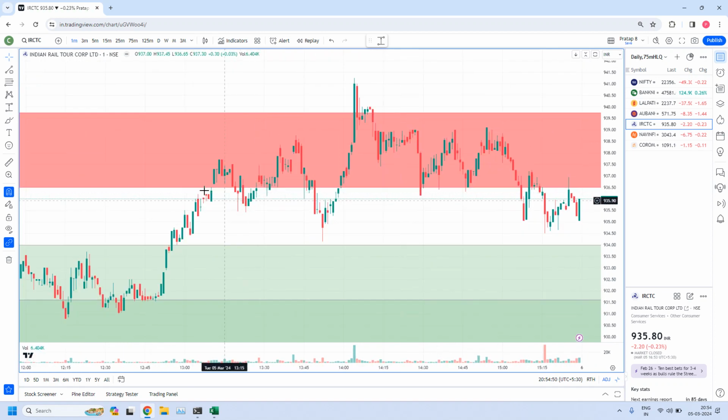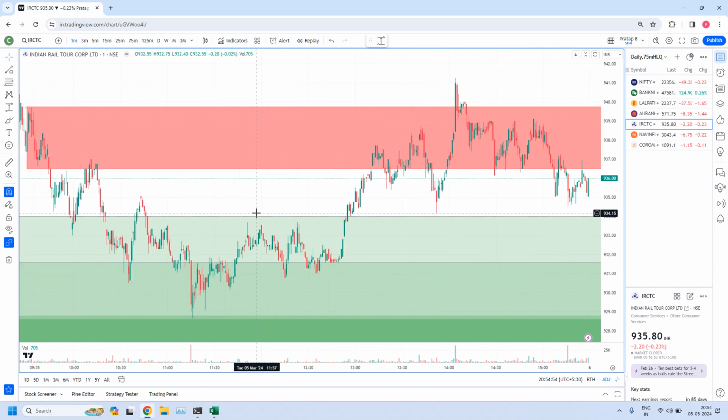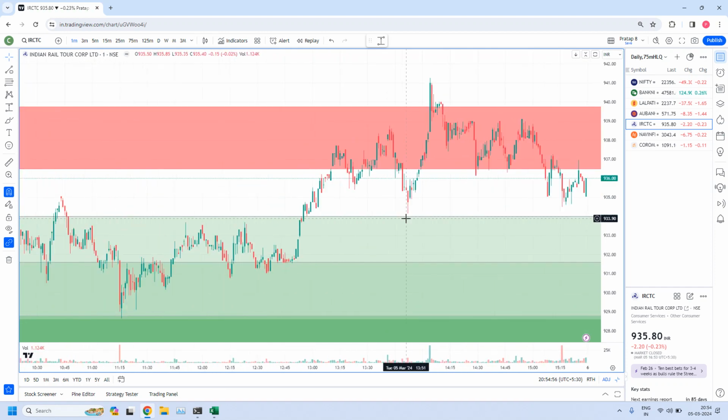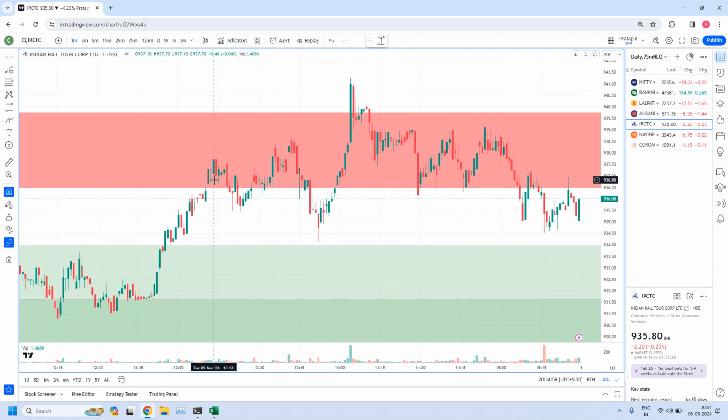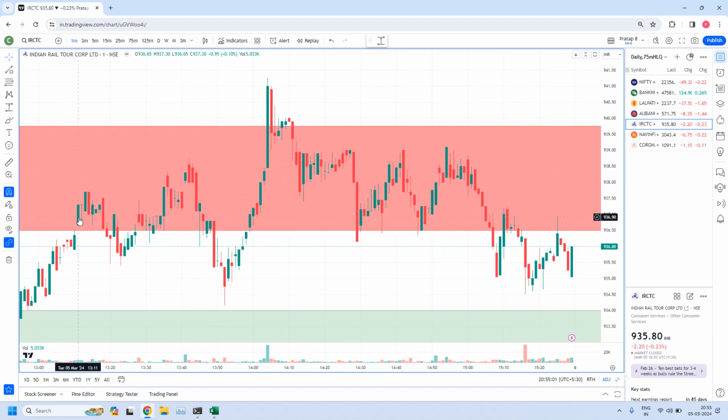At 1 minute level, probably you would have exited here. Sorry, you would have exited inside the zone, not here. We have a rally candle, base candle, rally candle, or you have a drop candle. This is a supply zone. You would have exited somewhere here, within the zone. Same profit you would have got.